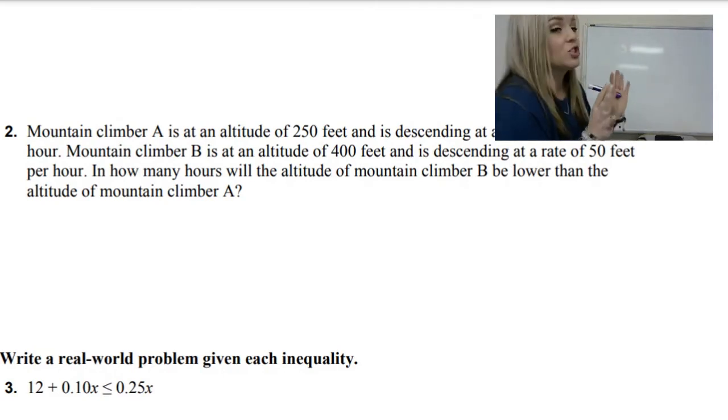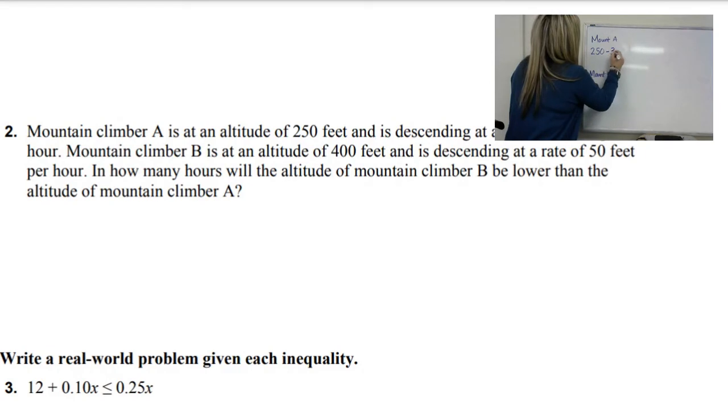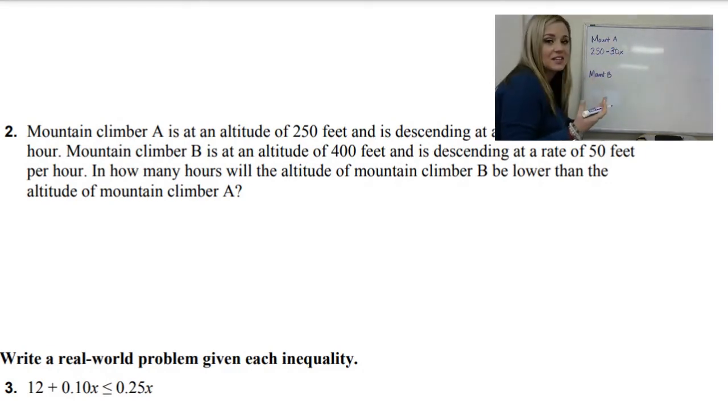Anyway, this should be not bad. What I like to do is let's do mountain climber A and then mountain climber B, and then we can put them together. I'm going to put Mount A and then Mount B. Mountain climber A is at an altitude of 250 feet, so that's where we're starting. It's descending, so that's a negative direction, at a rate of 30 feet per hour. So I would do minus 30 times x, because I like x as a variable. So 250 minus 30x, for however many hours.